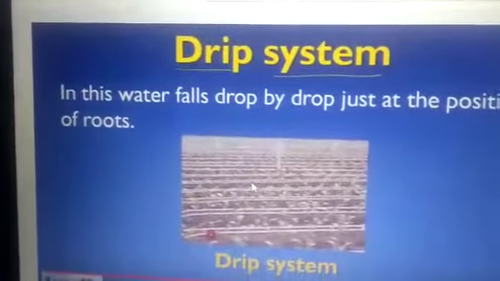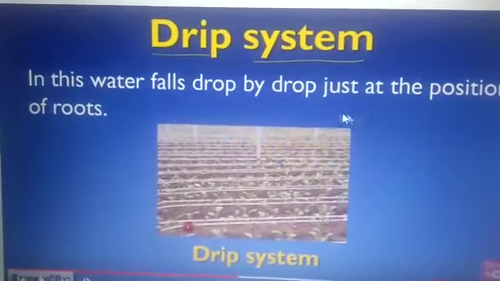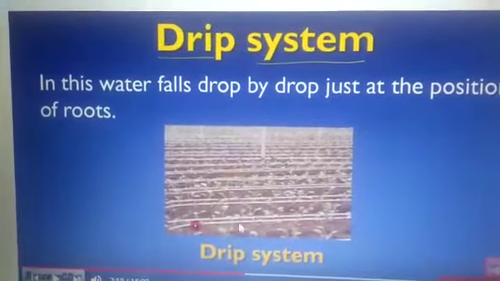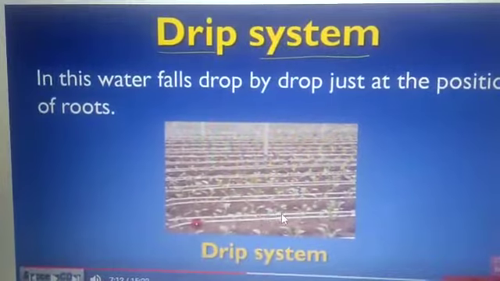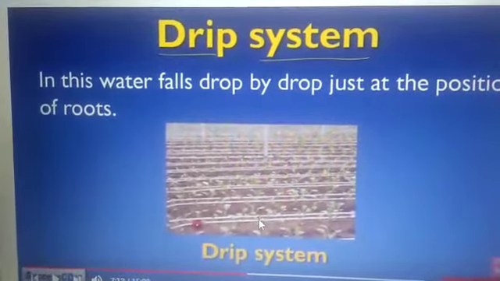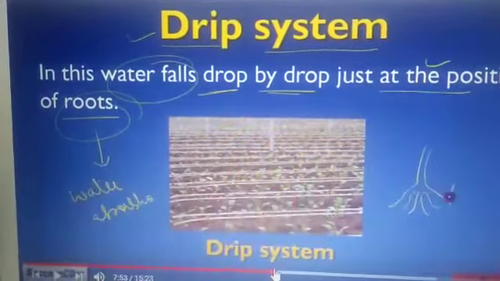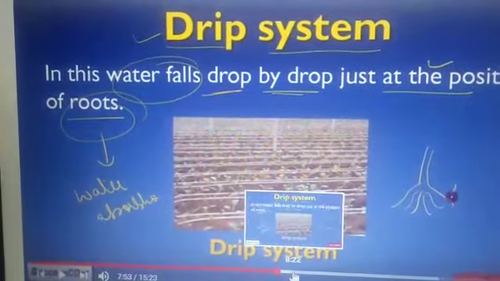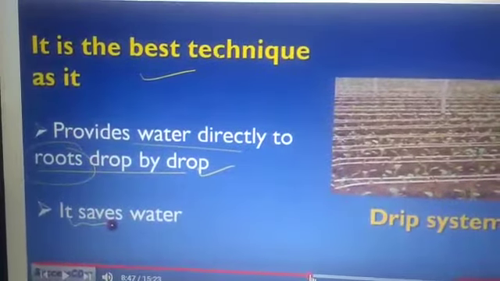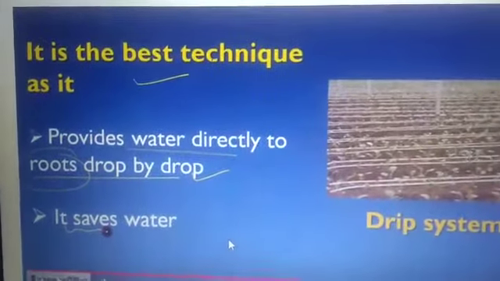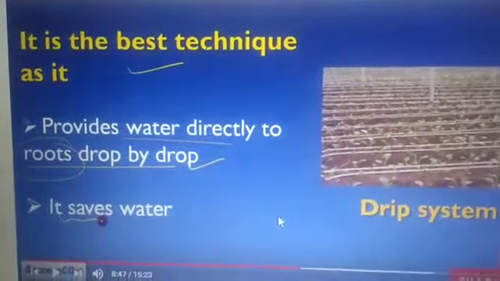Second is drip irrigation. In this, water falls drop by drop just at the position of the roots. In this arrangement, water is supplied to the plants drop by drop, which is shown in the figure. It is the best technique for supplying water because it saves water and provides water directly, drop by drop.